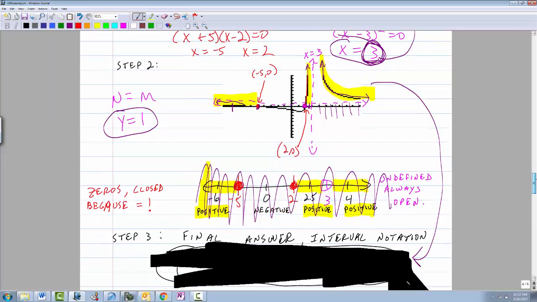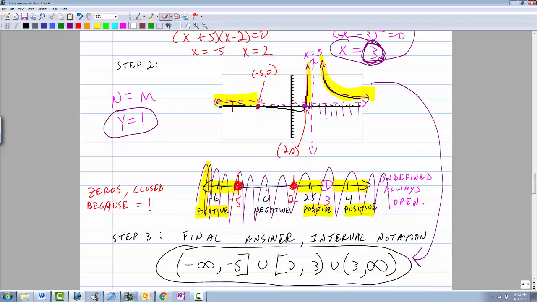Boom shakalaka, in interval notation, this. Negative infinity all the way up to negative 5, that x-intercept. This graph, believe it or not, is above, and I get positive output. Then 2 with a bracket, all the way to 3 with not a bracket, because you can't have an asymptote or be undefined. And then 3 to infinity after that. All the outputs are above. Done. Now you can do whatever you want.